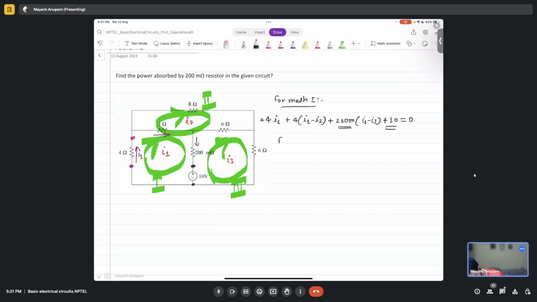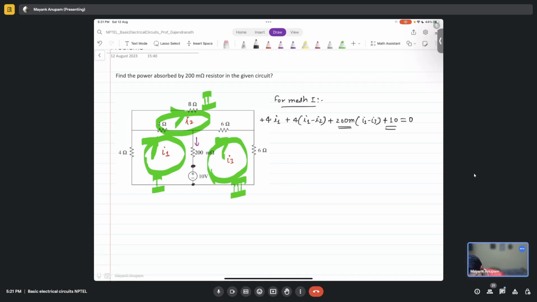Okay. Now, sir, tell. But sir, I think the first 4 ohm, 4 I1, is minus, because it is from the clockwise direction and there is nothing in the ground. No, why should it be? This is fine. The equation is fine.